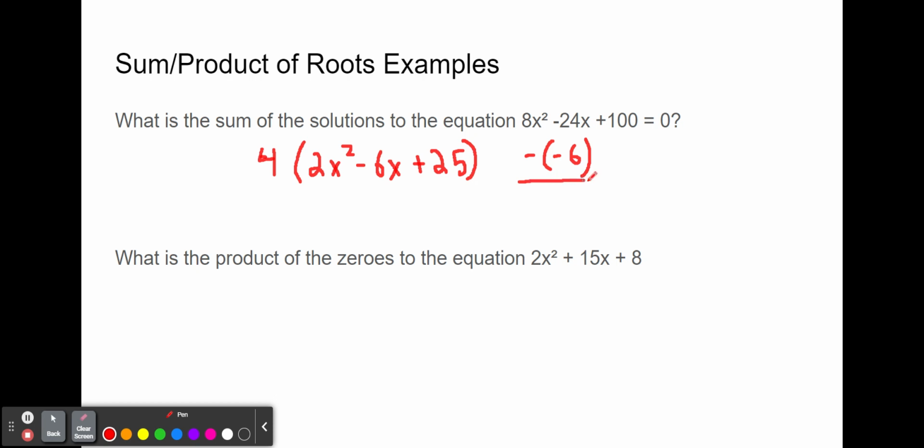over a, which is 2. So minus minus 6 is just positive 6, and the a value is 2, so it's going to be 6 over 2 or 3. The sum of the roots of this equation will always be 3. Of course, the actual solution for this has i values, or imaginary numbers, but the actual answer at both roots or x-intercepts will add up to 3. Well, it doesn't have any actual x-intercepts, but the imaginary x-intercepts will add up to 3.